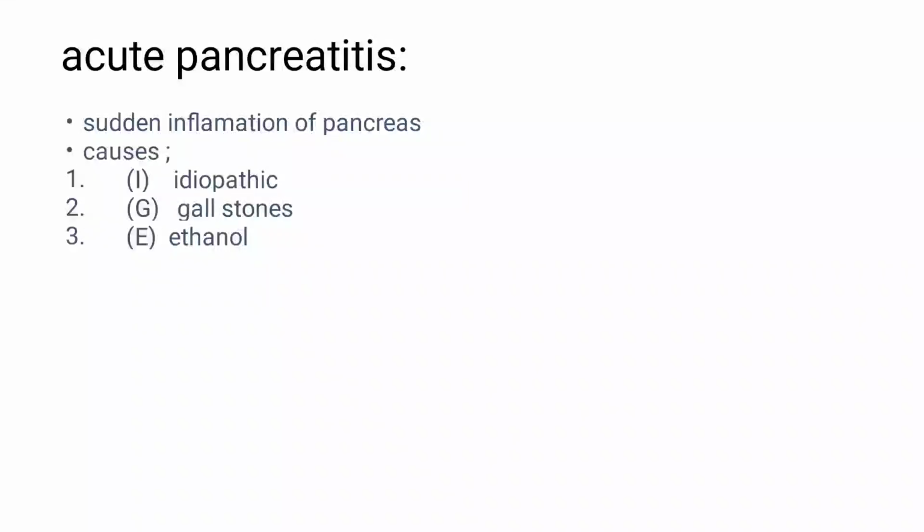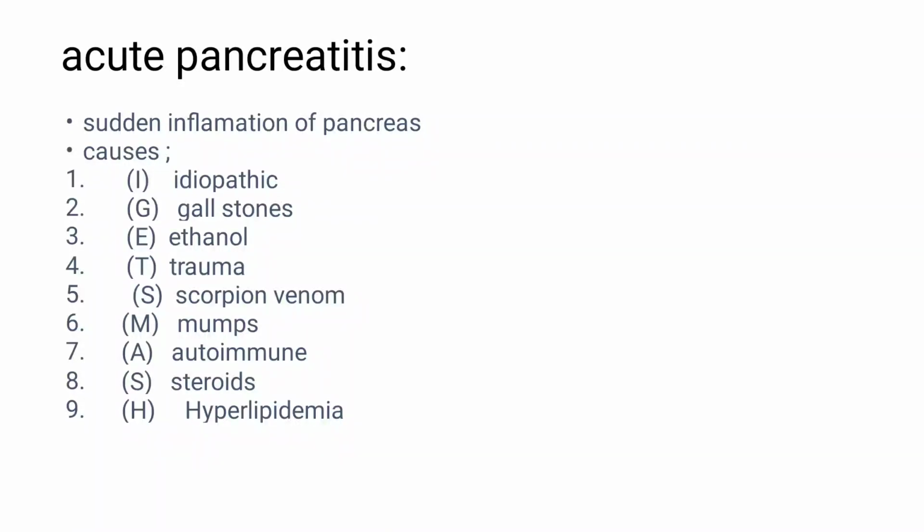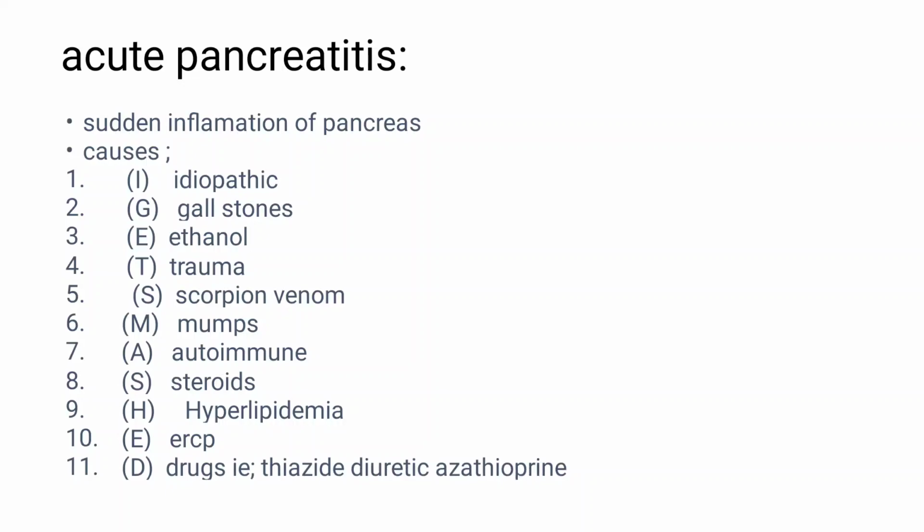Then ethanol, that means alcohol consumption. Trauma, if there's any injury to the abdomen, that may cause pancreatitis. And then we have scorpion venom, mumps, and autoimmune pancreatitis can also occur. And then the continuous use of steroids, hyperlipidemia, ERCP, and drugs like thiazide diuretics and azathioprine. Now you can remember these causes by means of the mnemonic, I GET SMASHED.